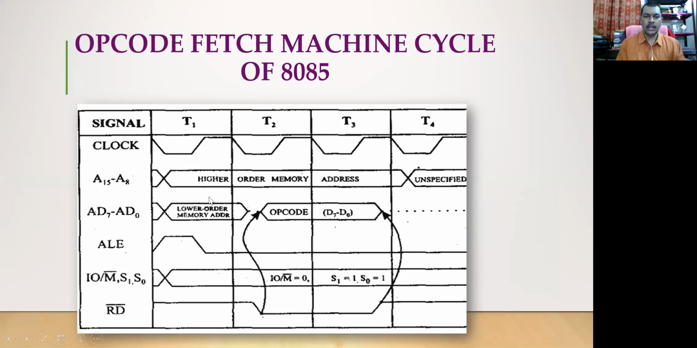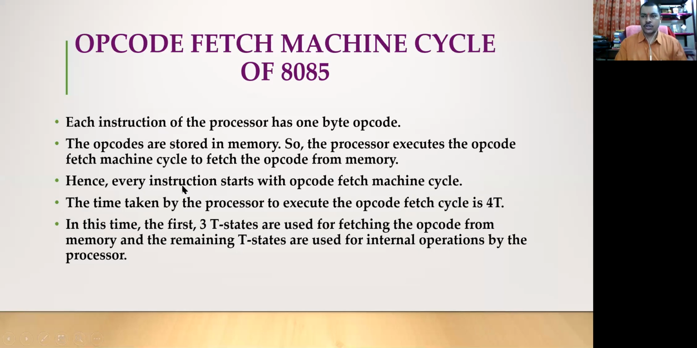This is what we have studied: each instruction of the processor has a 1 byte opcode. The opcodes are stored in memory, so the processor executes the opcode fetch machine cycle to fetch the opcode from the memory. Hence, every instruction starts with the opcode fetch machine cycle. The time taken by the processor to execute the opcode fetch cycle is 4 timing clock pulses. In this time, 3T is used to fetch the opcode and 1T is used for the decoding of that.